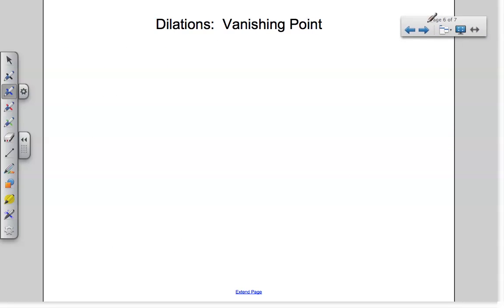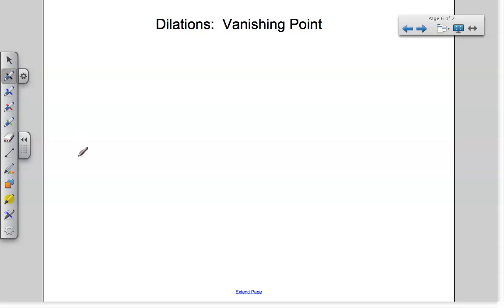And the last thing I want to talk about is something you may have done in art class. Dilations are helpful in the idea that you can use like that vanishing point. So you may have drawn something at some point where you're doing some sort of perspective drawing, or you're looking down a hallway or out into the distance, or sometimes they do like down a railroad track. That vanishing point idea is really nice, and it's using dilations.